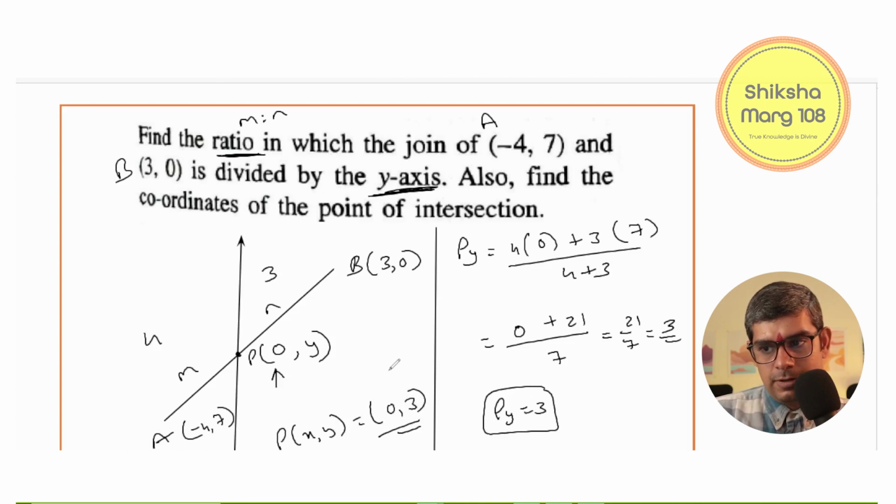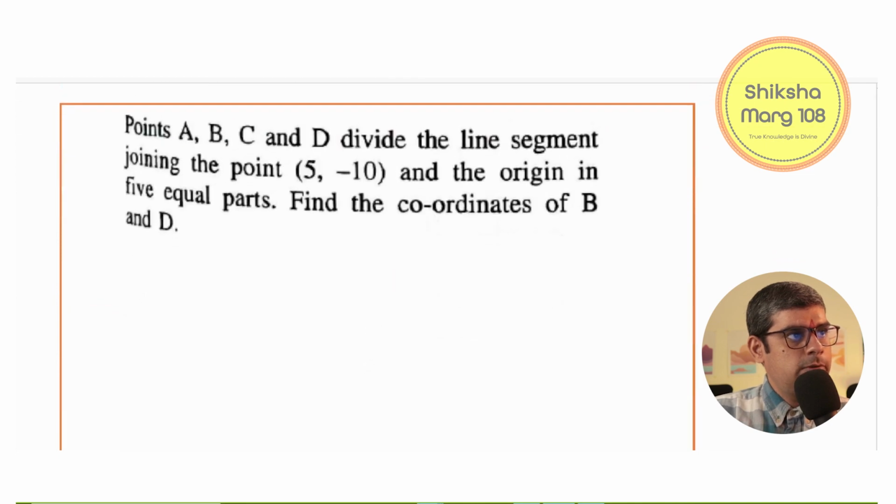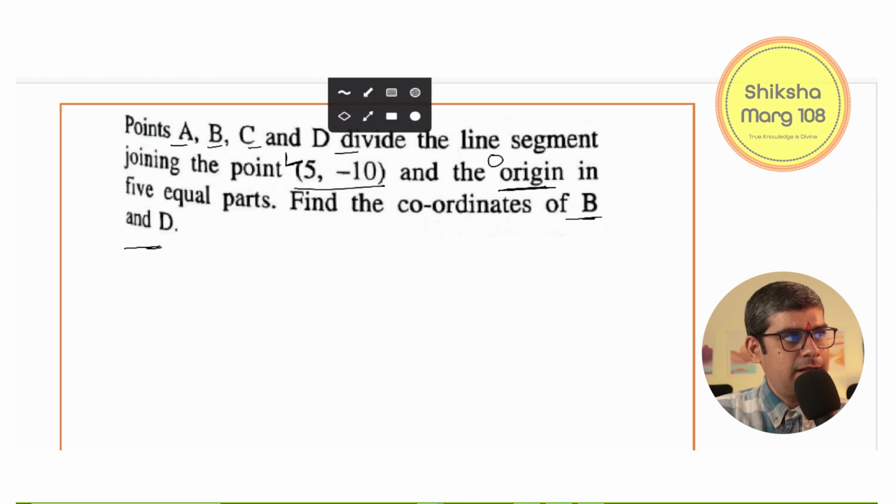That's making sense to you, right? So let's jump to the next bit real quickly. That's the next question. Now this is quite interesting. Points A, B, C and D divide the line segment joining this point and the origin. So let's call this point, now we can't use the point A over here, so we're going to call this, let's say, L. That's just a random letter. And then this is the origin, so we'll call this O, in 5 equal parts. That's quite interesting. Find the coordinates of B and D. That's what they're asking us to do.